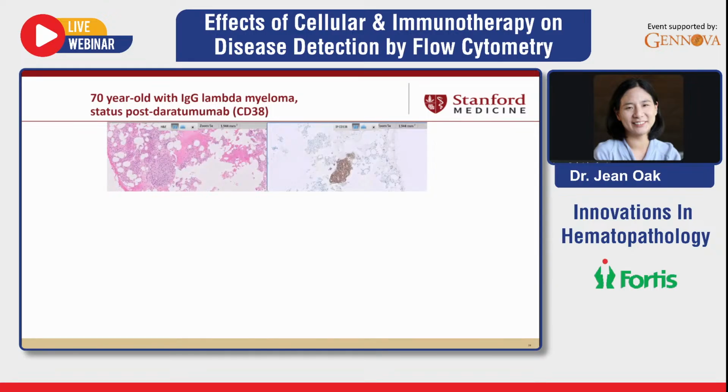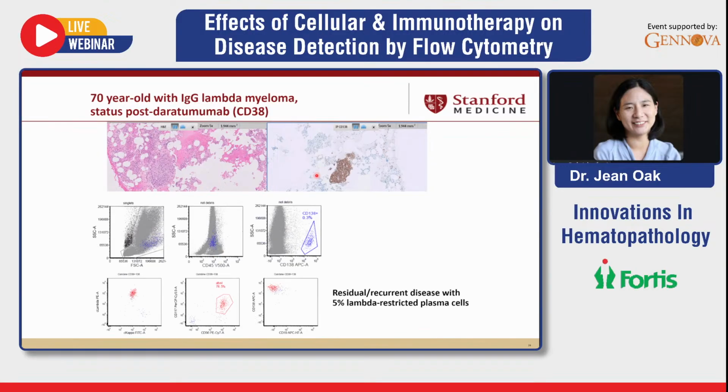And we will start off with another case. This is a patient with a history of IgG lambda myeloma, and they have received daratumumab, or anti-CD38. Here you can see the bone marrow. She still has a cluster of abnormal plasma cells. You can see that with the CD138. And by flow, that's also kind of what we see. We see the CD138 positive population.